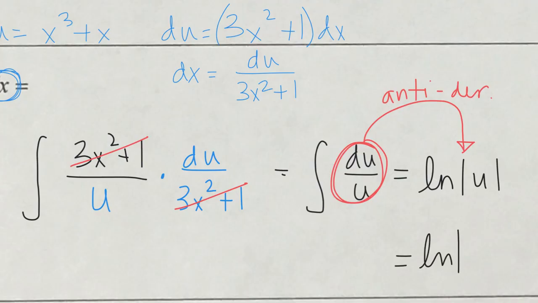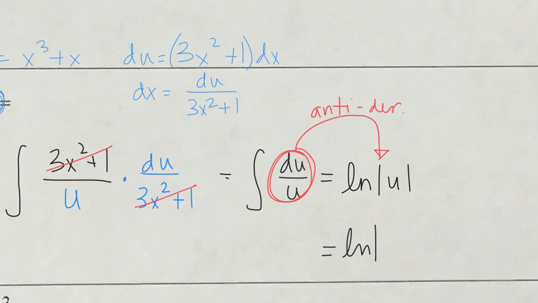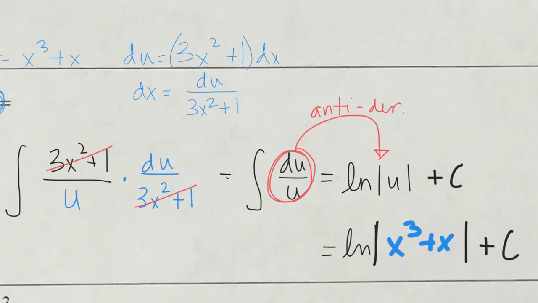And our last step is to replace u with x cubed plus x, because that's what we said u equaled. And then, of course, our plus c. Sorry, I am forgetting my constant of integration. Okay, because we're not evaluating this, we're going to have an equation as your function.